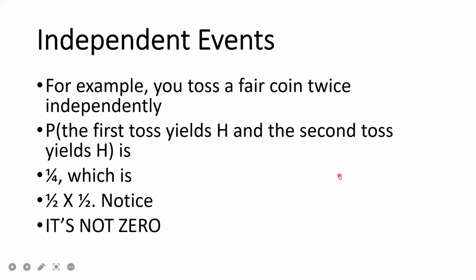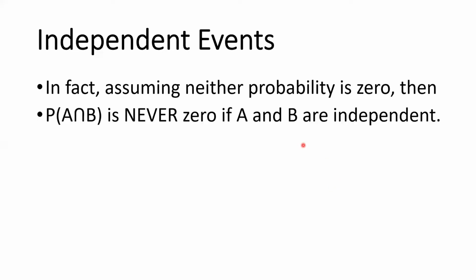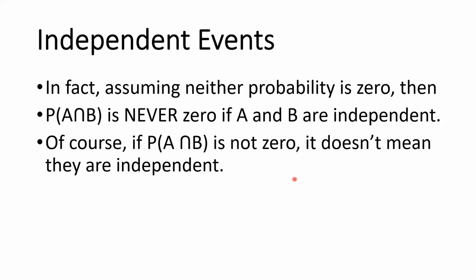Okay, this is one confusing part of independence. Usually people assume that if A and B are independent, then the probability of the intersection is 0. Actually, it's not. In fact, assuming neither probability is 0, the probability of the intersection is never 0 if A and B are independent. Now, of course, logically, it's not equivalent the other way around. So if the probability of the intersection is not 0, it doesn't really mean they're independent.